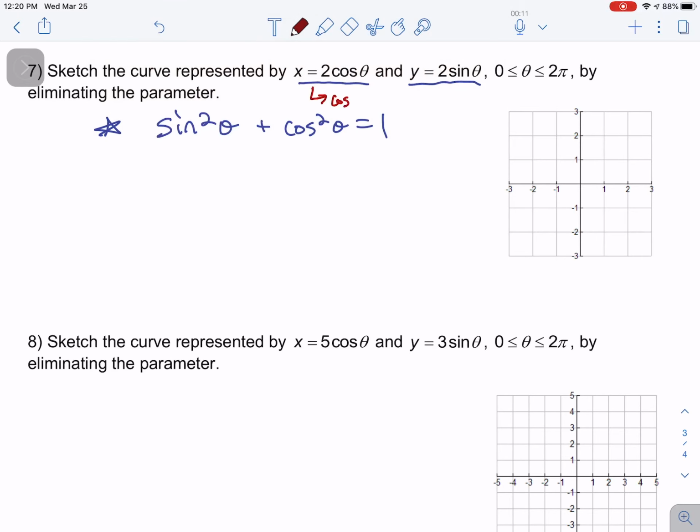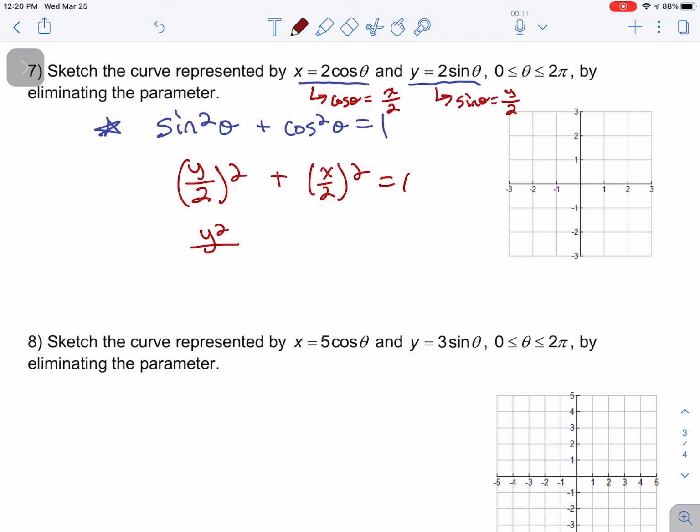So what does cosine equal? Well, it's x over 2. What does sine equal? Well, that's going to be y over 2. So plugging this in, we're going to get sine squared, which is y over 2 squared, plus cosine squared, which is x over 2 squared, equals 1, which is y squared over 4 plus x squared over 4 equals 1.